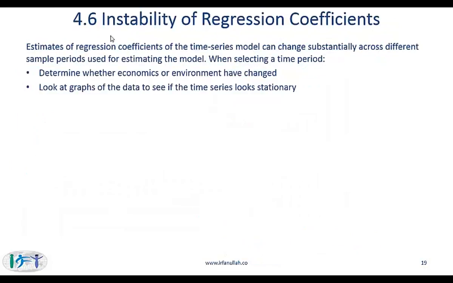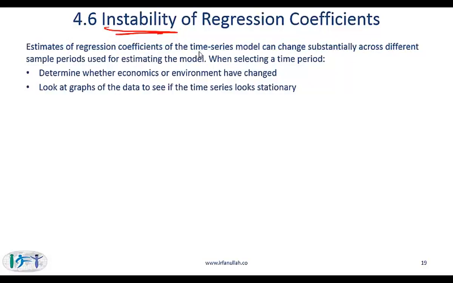Moving on. Instability of regression coefficients. What does instability mean? It's a fancy term. It means changing. So if you set up a regression equation, you have B0, B1. Is there a guarantee that these numbers will not change? No.